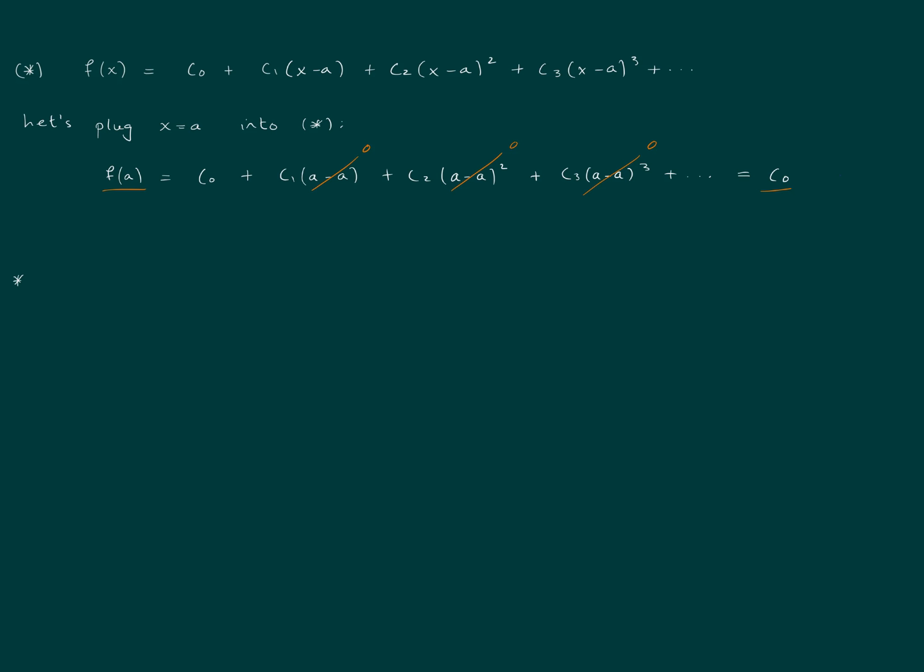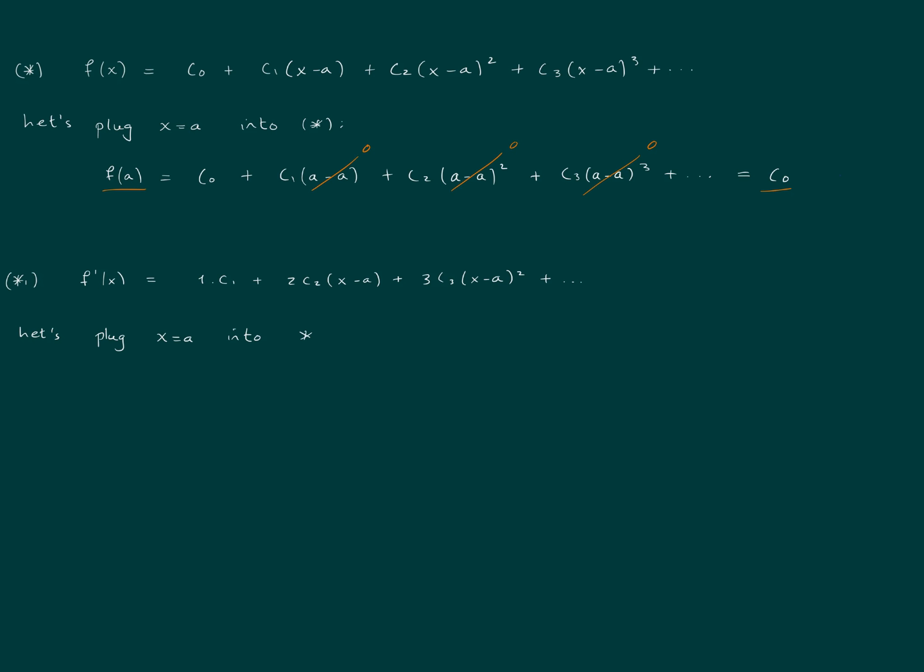Now, from our remark, we can differentiate both sides of star to get a new equation, which we'll call star 1. And it says f prime x equals 1 times c1 plus 2 c2 (x minus a) plus 3 c3 (x minus a) squared, just differentiating term by term on the right, plus dot dot dot. And as above, we're going to plug in x is equal to a. So let's plug x equals a into star 1.